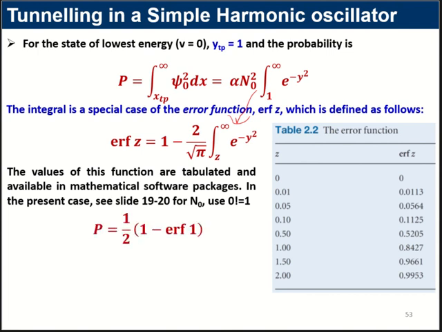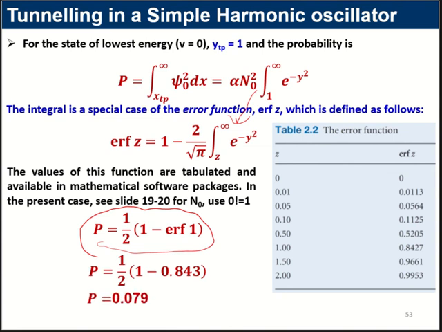And then probability becomes, so if represented in this form, it gets simplified. The probability is simply like this, table is given and you can get the value. So for the first, in the lowest energy state, the probability comes out to be 0.08, that is 8%.